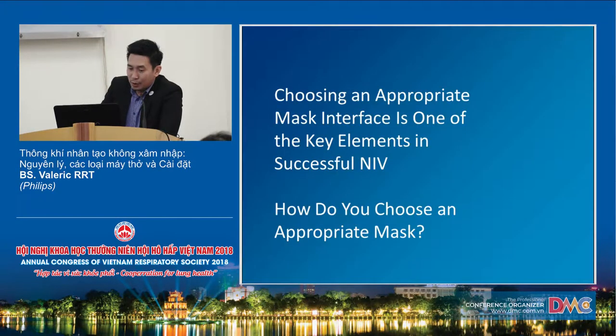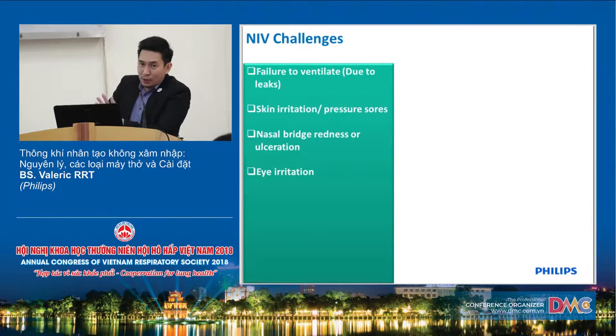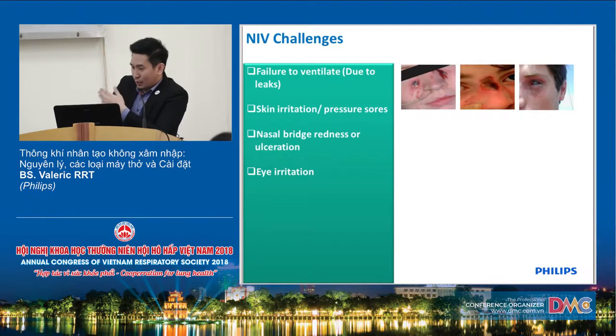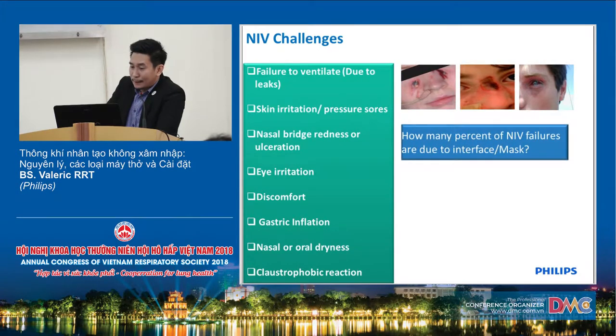So how do you choose an appropriate mask? Again, some challenges of the mask: failure to ventilate due to leaks, which we tackled earlier; skin irritation and pressure sores, and this one, stage four, is a good example of one caused by the mask; then nasal bridge redness and ulceration, eye irritation and discomfort to the patient, gastric inflation, too much pressure, and nasal and oral dryness. This one is caused by the oral nasal mask.